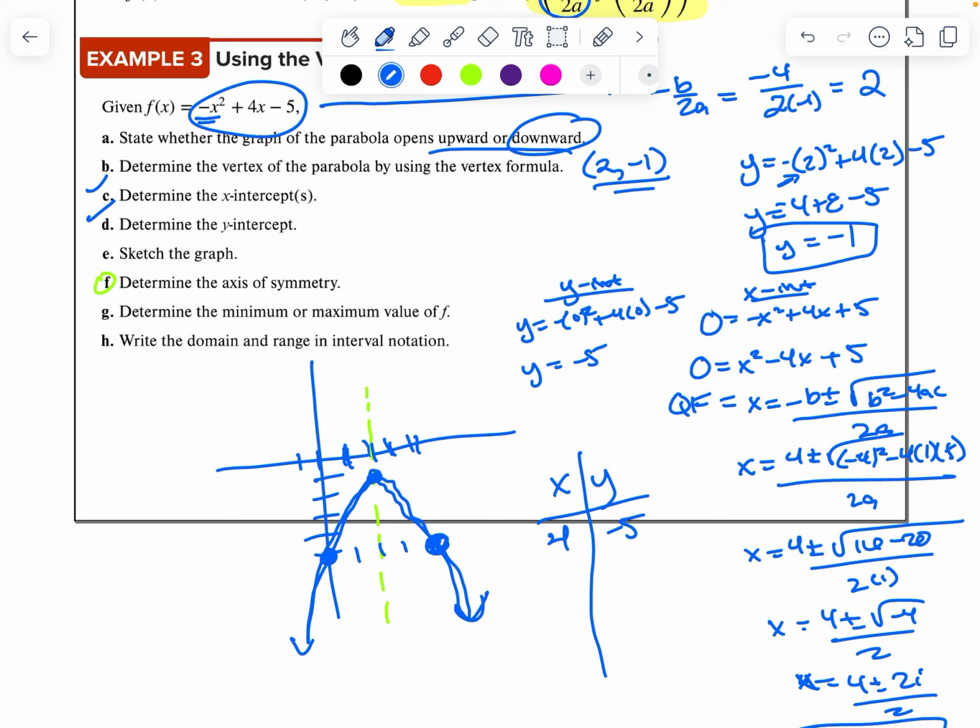All right, this one actually has a maximum value, and that maximum value is at 2, negative 1. The domain, as always, is from negative infinity to infinity. And the range is from negative infinity, right? It'll go all the way down to negative infinity, but it does not go all the way up. It stops there at negative 1.